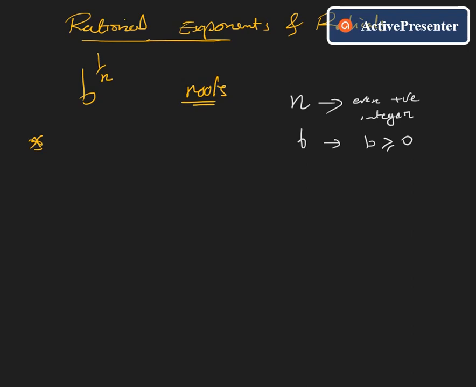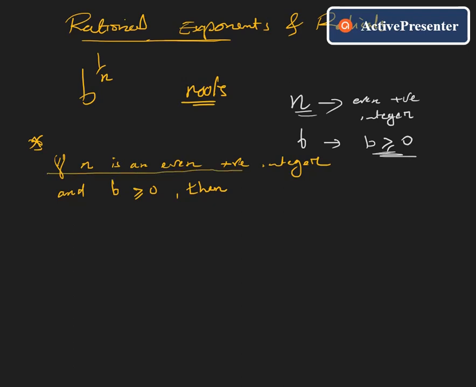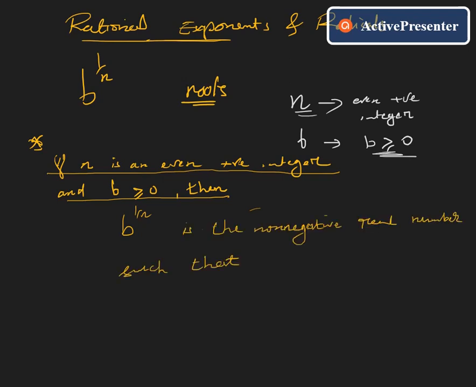So if b is positive or equal to 0 and n is an even positive integer, then b to the power 1 over n is the non-negative real number such that b to the power 1 over n, to the power n, equals b.